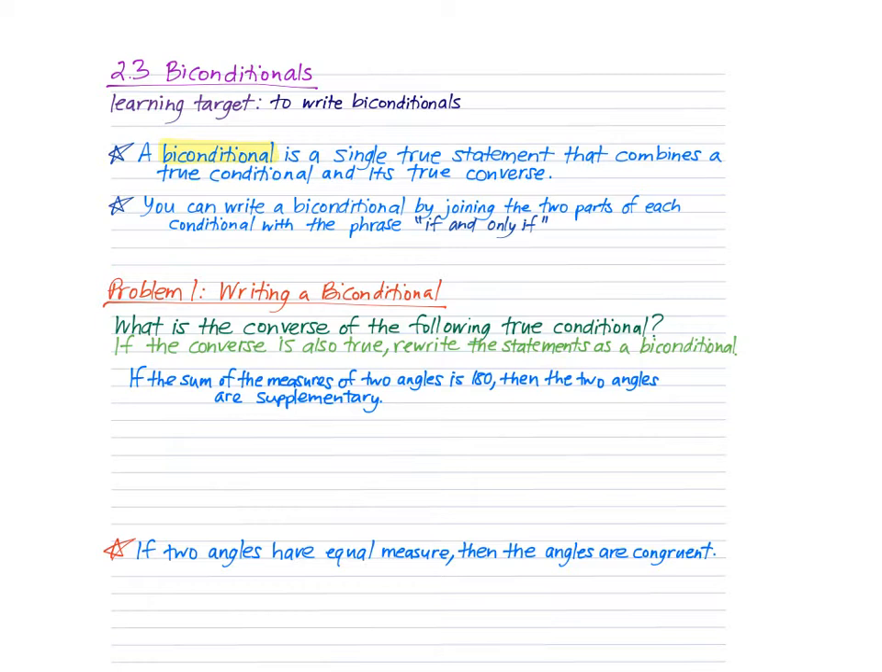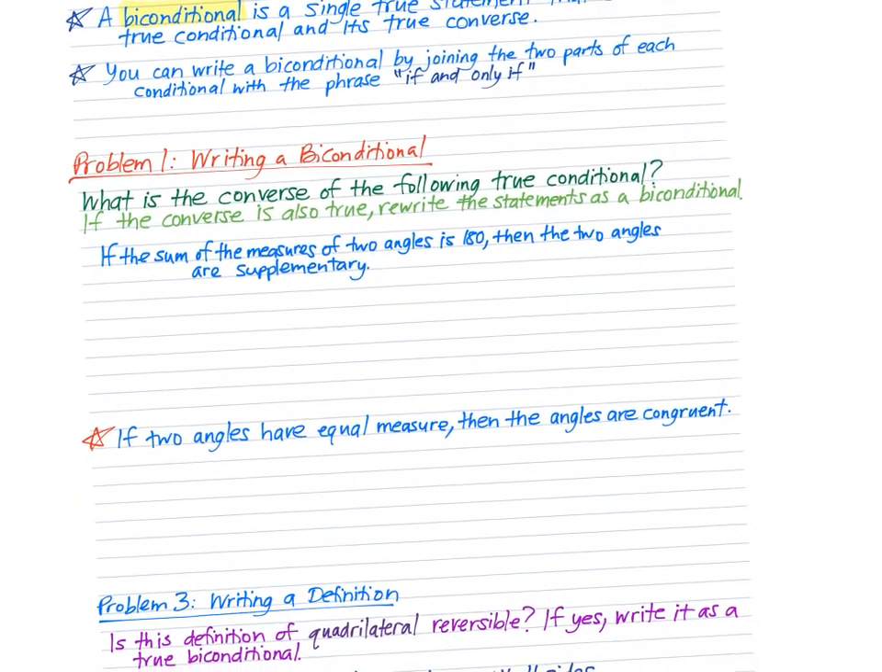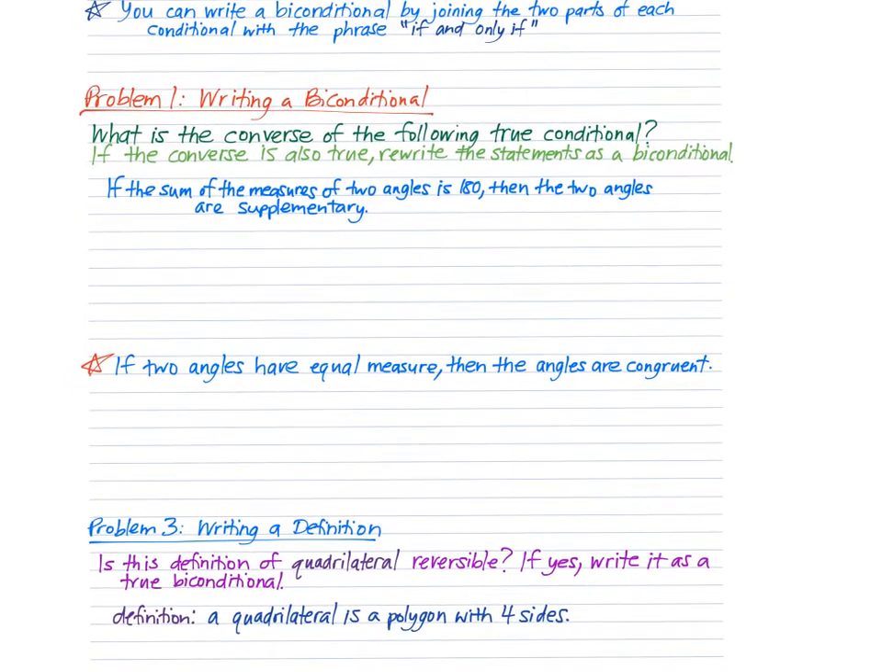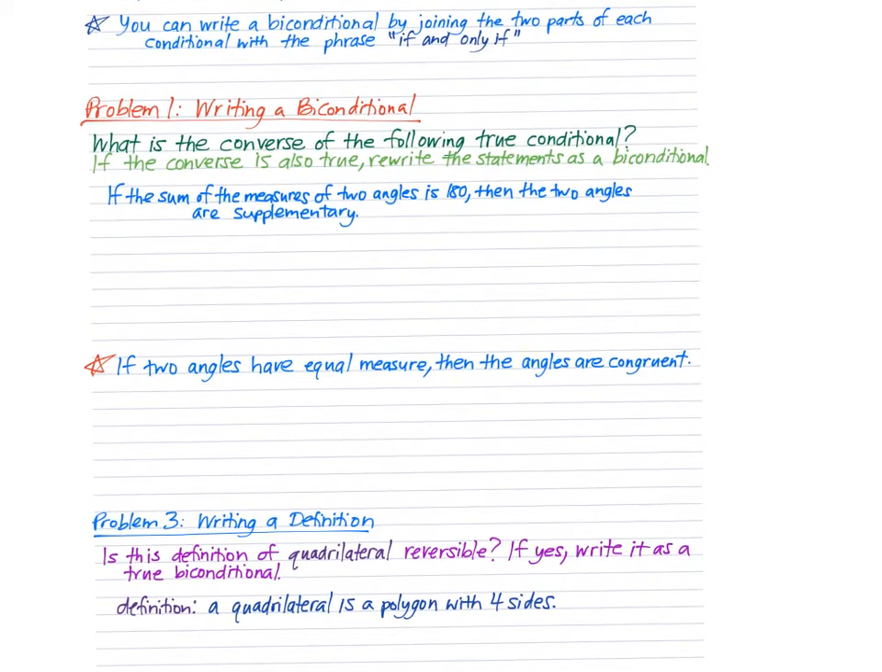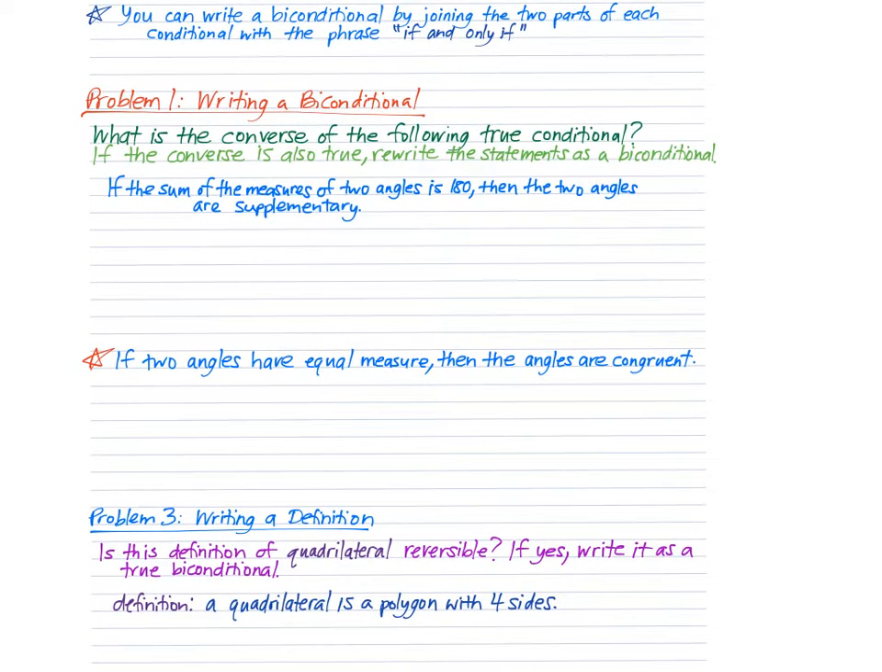So the first thing you need to do to write a biconditional is find the converse of the conditional. And then if that's also true, you can just rewrite the statement as one. It's basically combining two true conditionals, the conditional and its converse, into just one statement. Let's see, we have this conditional: if the sum of the measures of two angles is 180, then the two angles are supplementary. We just check that the converse is true.